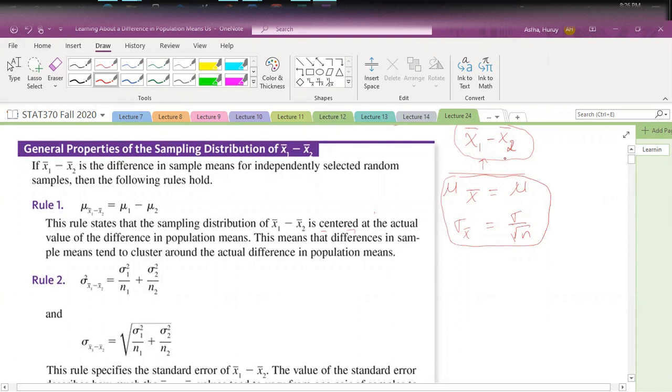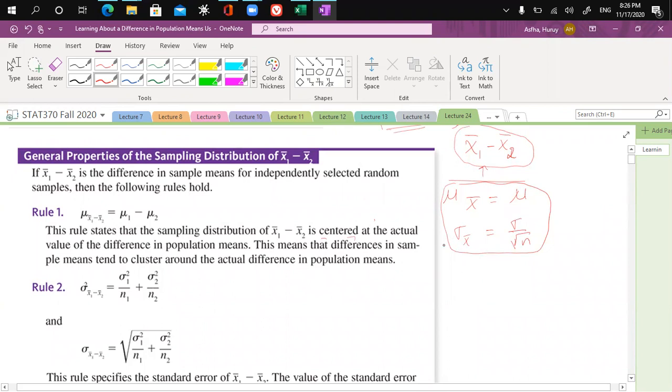And now for the difference of two sample means, the mean, mu of x bar 1 minus x bar 2, is just the difference between mu1 and mu2. So the mean of the difference is the difference between the two means. And how about the standard deviation of this statistic? This is the statistic whose distribution we are trying to figure out.